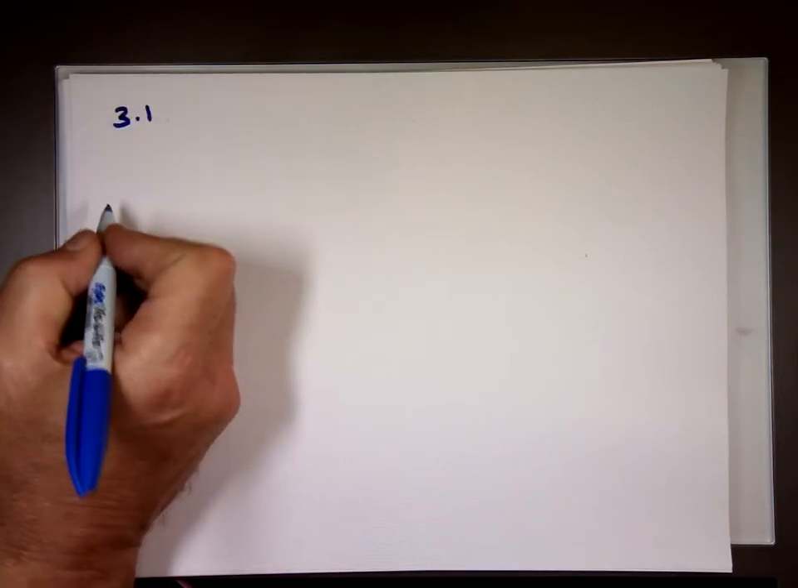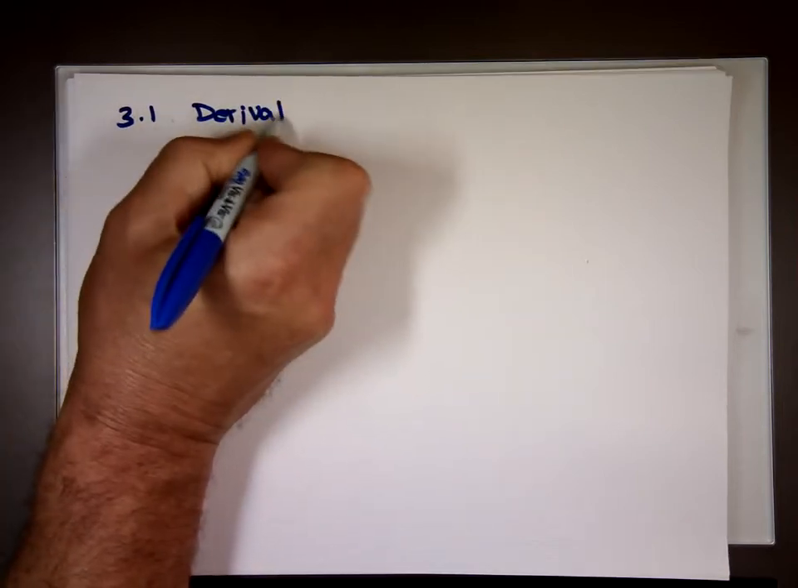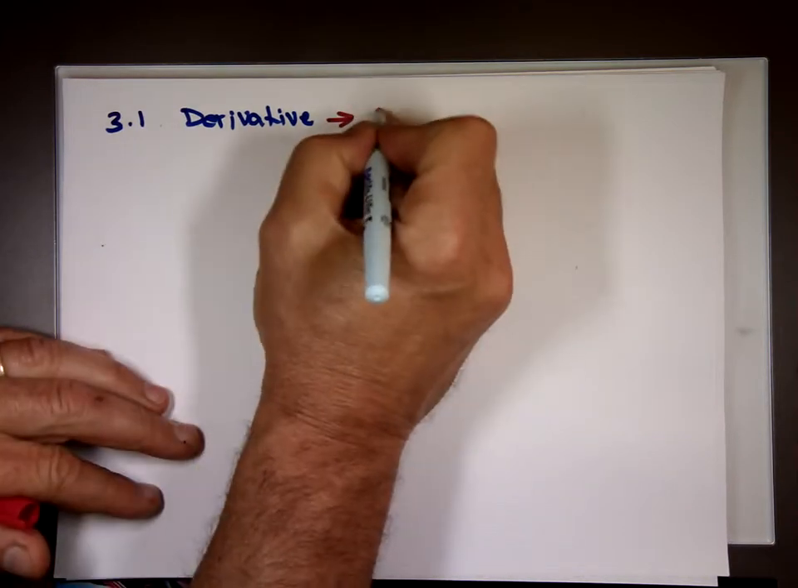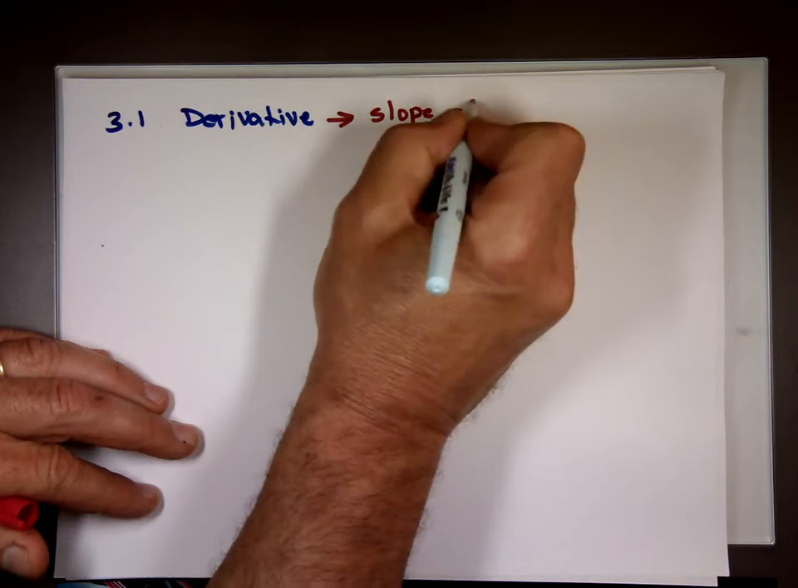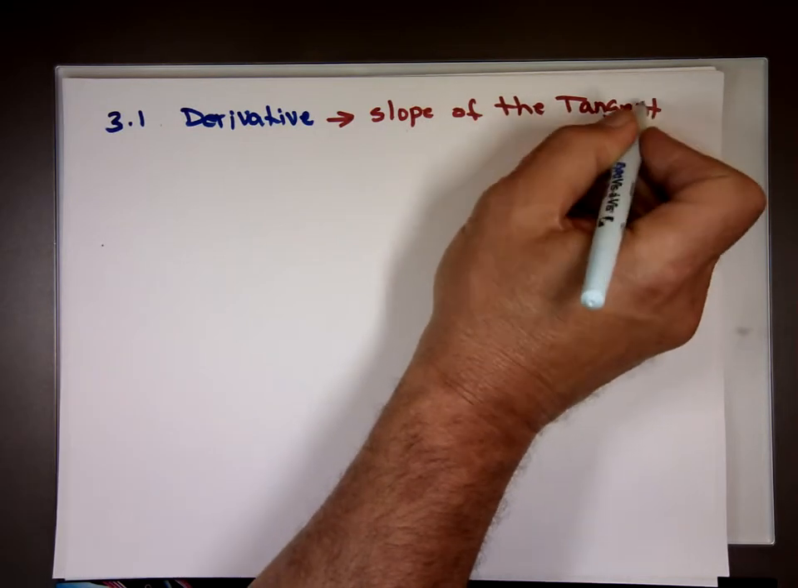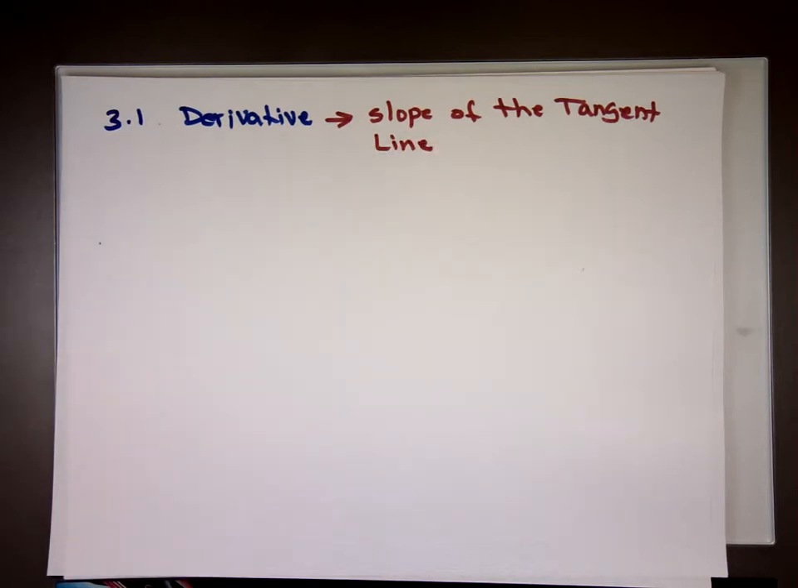3.1. And the topic is derivative. The word derivative really means the slope of the tangent line. The slope of the tangent line. And we'll show you how we're going to find the derivative there.